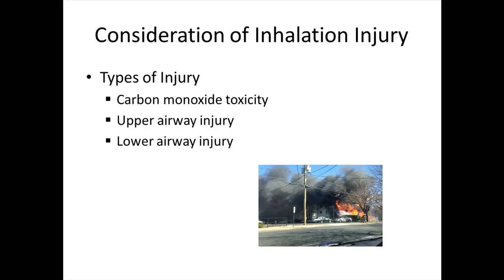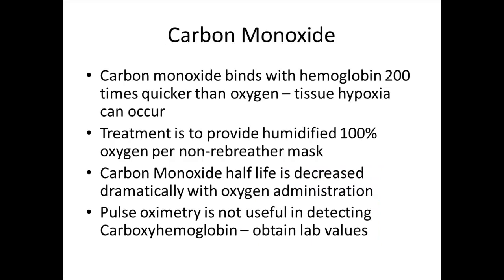In the consideration of an inhalation injury, there's about 3 types that we're the most concerned with: carbon monoxide toxicity, upper airway injury, lower airway injury. Carbon monoxide has a risk of making the patient hypoxic. What happens is that carbon monoxide binds to the hemoglobin molecule. The hemoglobin molecule normally carries oxygen in your bloodstream, but now it's carrying carbon monoxide. It bumps the oxygen off and then saturates that hemoglobin molecule with carbon monoxide, so it floats around in your bloodstream, and then it causes tissue hypoxia.